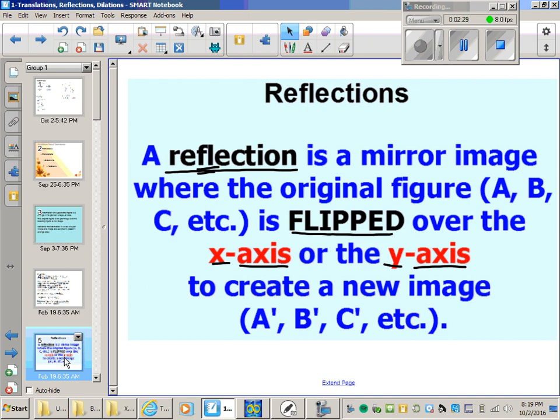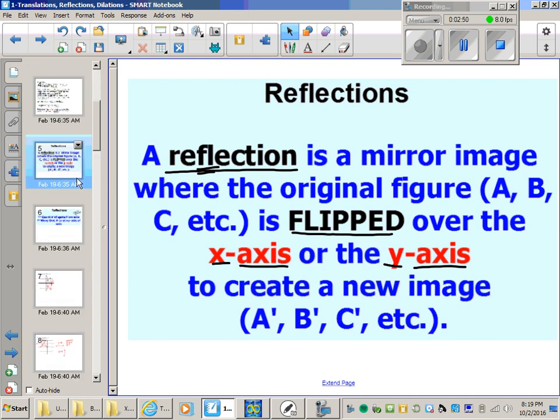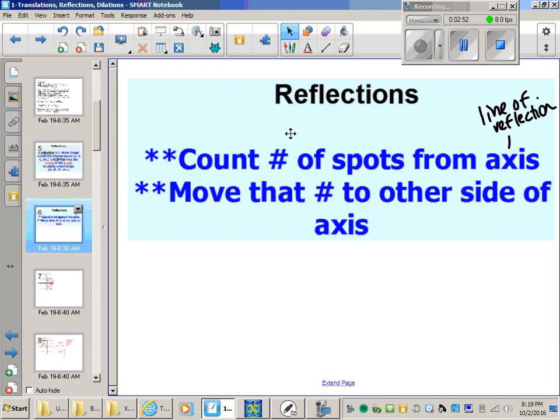A reflection is a mirror image where the original figure, ABC, is flipped over the x or the y axis or another line that's given to create a new image. And you'll always note the new image using this prime mark. It looks like an apostrophe, but we call those prime marks. To reflect an image, you're going to count the number of spots from the axis or the line of reflection. Then you're going to move that number of spots to the other side of the axis. So let's look at an example of that.